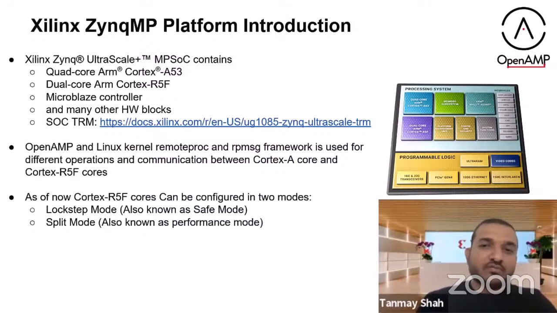So for various operations between Cortex A53 and Cortex R5, OpenAMP is used. Also, we use the remoteproc implementation in the Linux kernel and the rpmsg implementation in the Linux kernel. So Cortex R5 can be configured in 2 modes. One is lockstep mode and one is split mode. We will see the operation of each mode in detail.